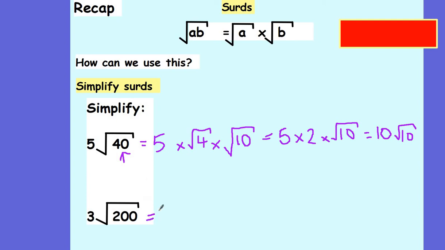For the next one, I can write that as 3 lots of the square root of 100 times the square root of 2. The square root of 100 is 10, so now I've got 30 square root of 2. And that's fully simplified. There's no square numbers that are a factor of 2.